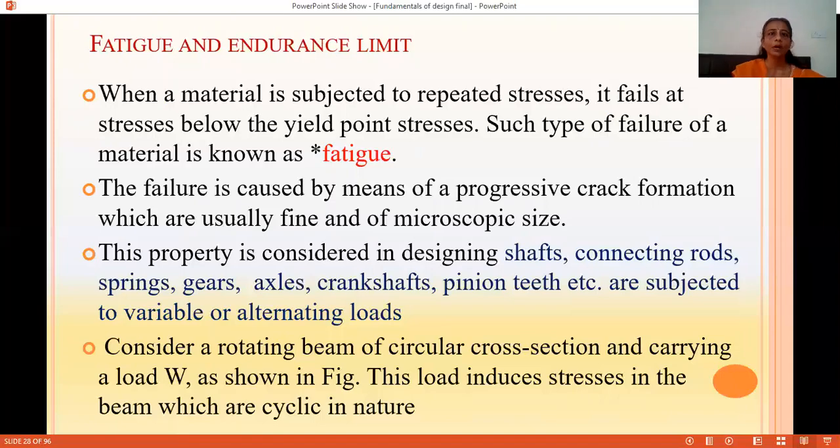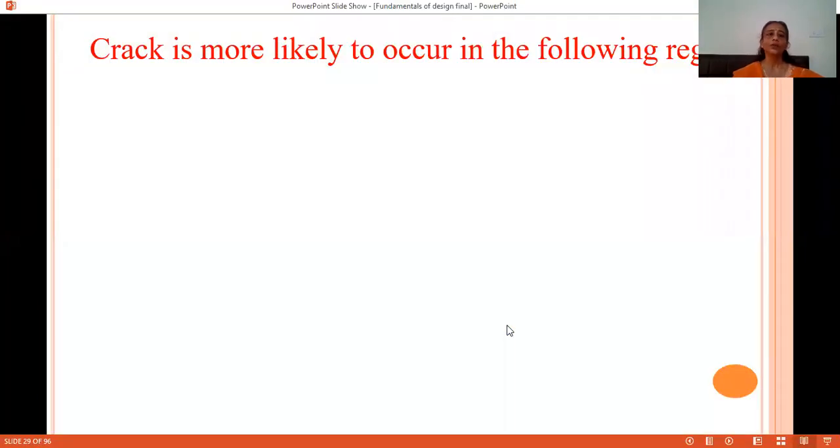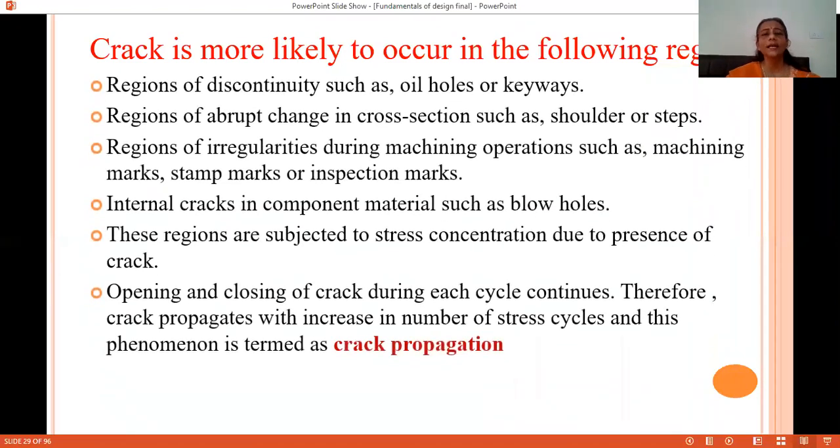We will see in which components fatigue failure is studied. In the design of shafts, connecting rods, springs, gears, axles, crankshafts, pinion teeth, they are all subjected to variable and alternating load, and there we will see fatigue failure. Now, what are the chances of a crack and where is it likely to occur? You can see here the components which have oil holes, like a pedestal bearing cap.